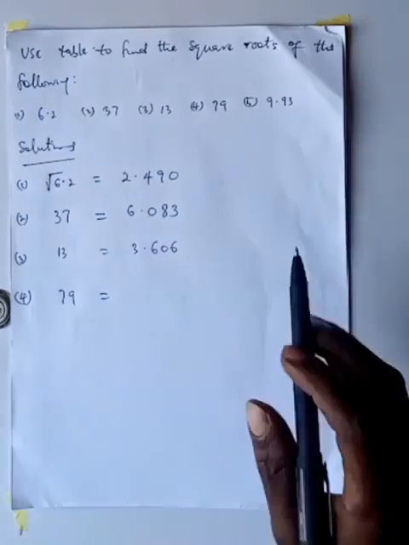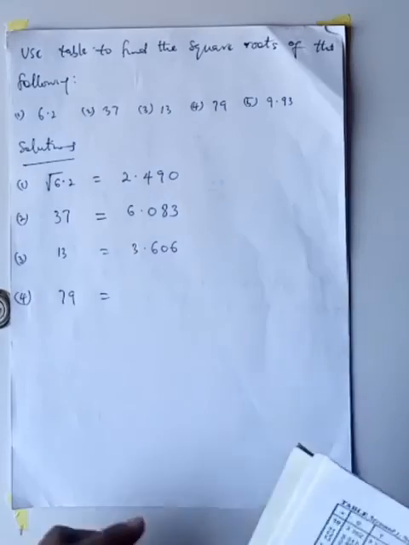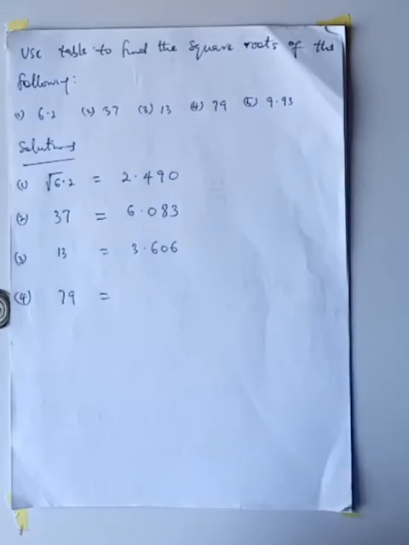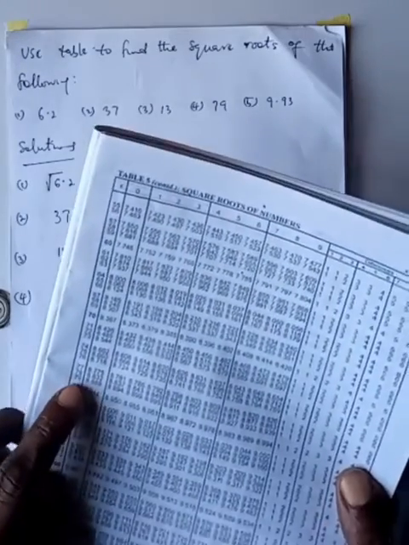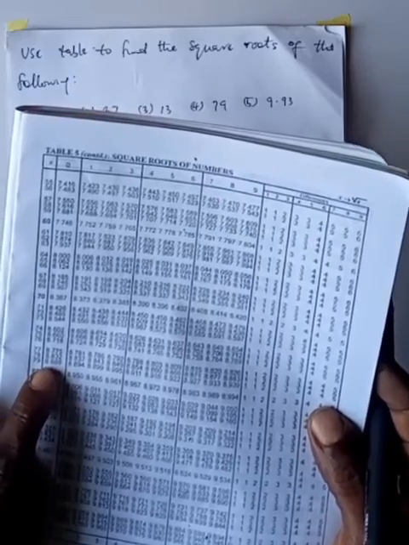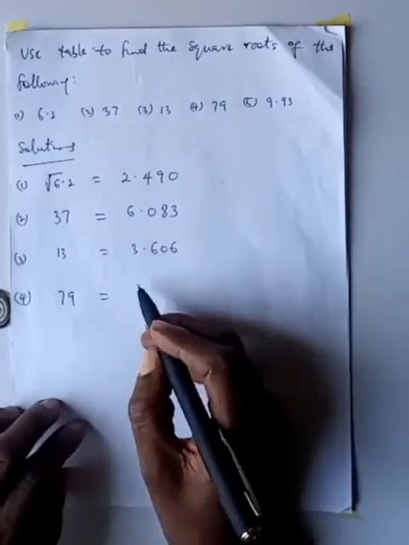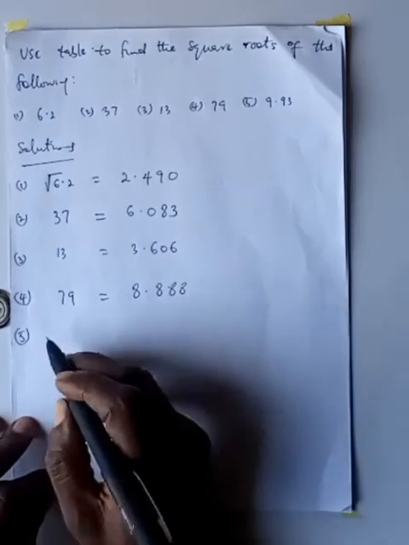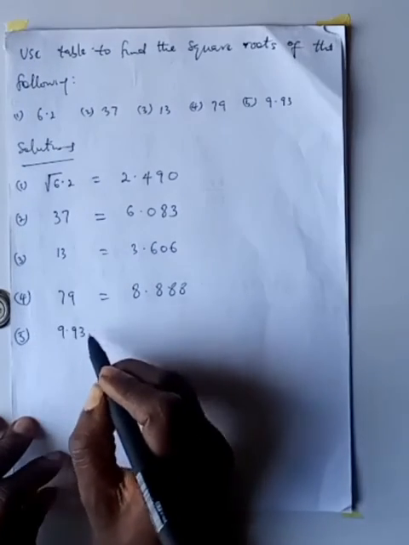In number 4, what I have here is 79. Now to find the square root of 79, we can see this is a whole number. So we also look for where we have 79. So here is my 79. I have to look up for 79 under 0. And that gives 8.888. That is 8.888. Finally, in number 5, we have 9.93.